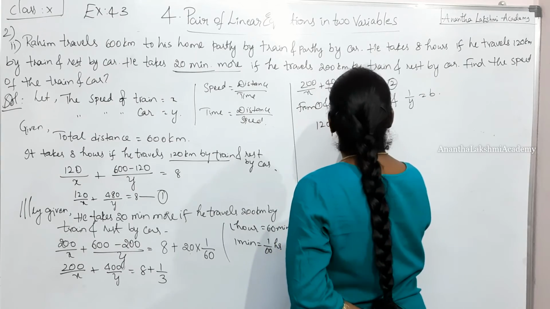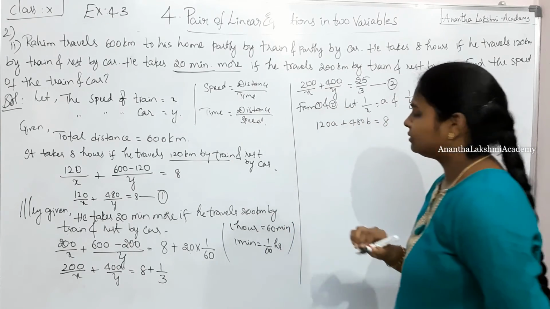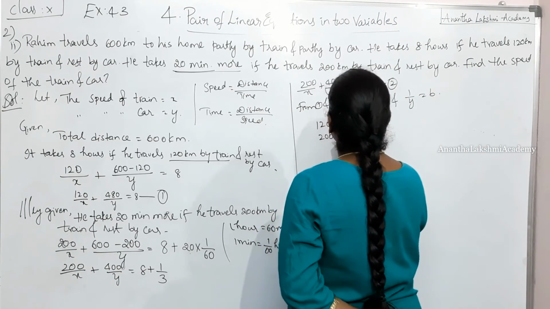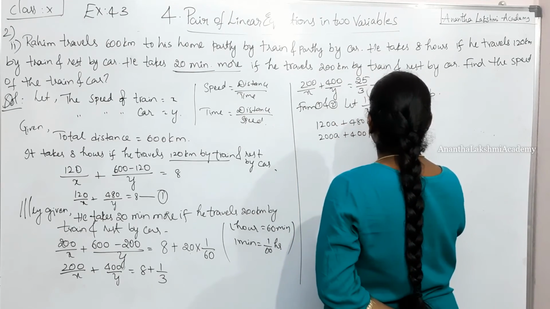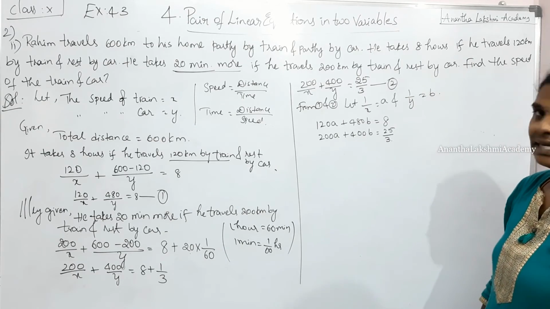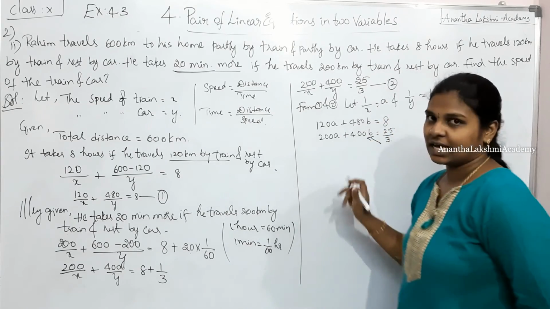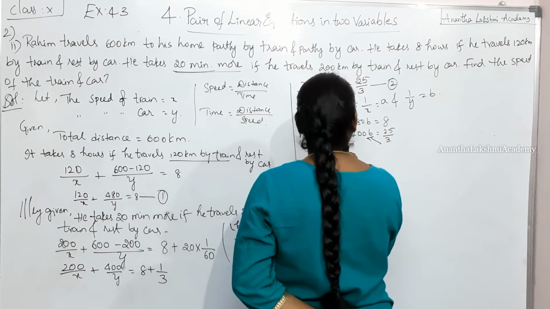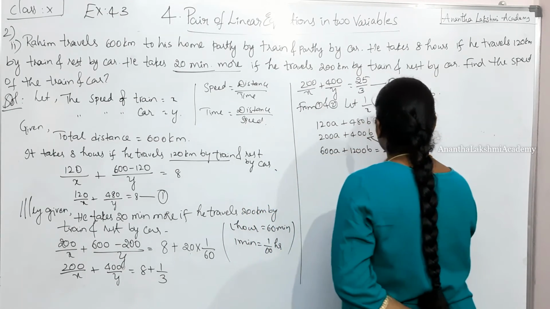120a plus 480b is equal to 8 and 200a plus 400b is equal to 25 by 3. Isn't it? If I cross multiply this equation, the 3 to the other side, this becomes 600a plus 1200b is equal to 25.